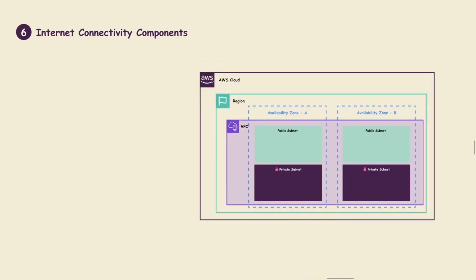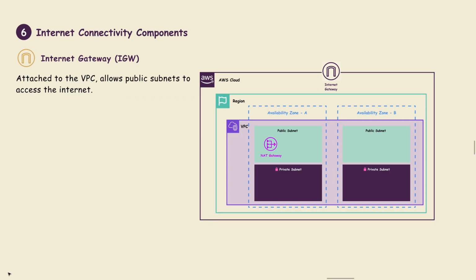The next step is understanding how resources inside a VPC communicate with the internet. This is where VPC and the internet connectivity components come into play. These components control how traffic enters and leaves your network. Not every resource should communicate with the internet in the same way. Some resources must be publicly reachable, while others only need outbound access without being exposed. AWS provides two main components to solve this cleanly and securely: the Internet Gateway and the NAT Gateway. An Internet Gateway, or IGW, is attached directly to a VPC.